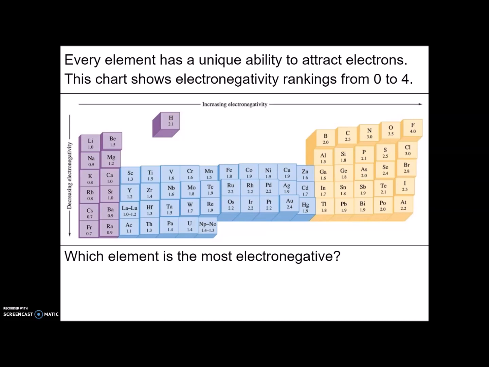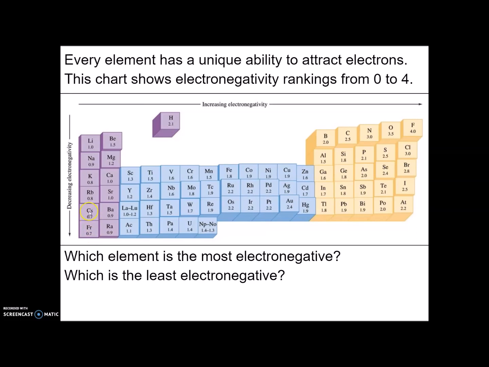That's something that's helpful to remember. I encourage students to remember FONCl as being the most electronegative elements, because it determines how electrons are shared in bonds. Okay, we've identified where the most electronegative elements are. They're all in the upper right corner. Where are the least electronegative elements? Well, they're way over down here in the lower left corner.